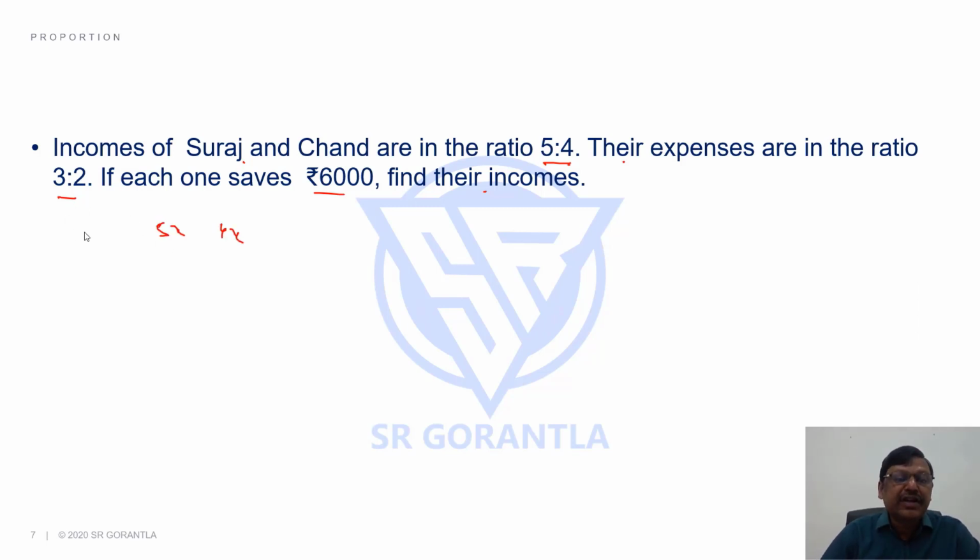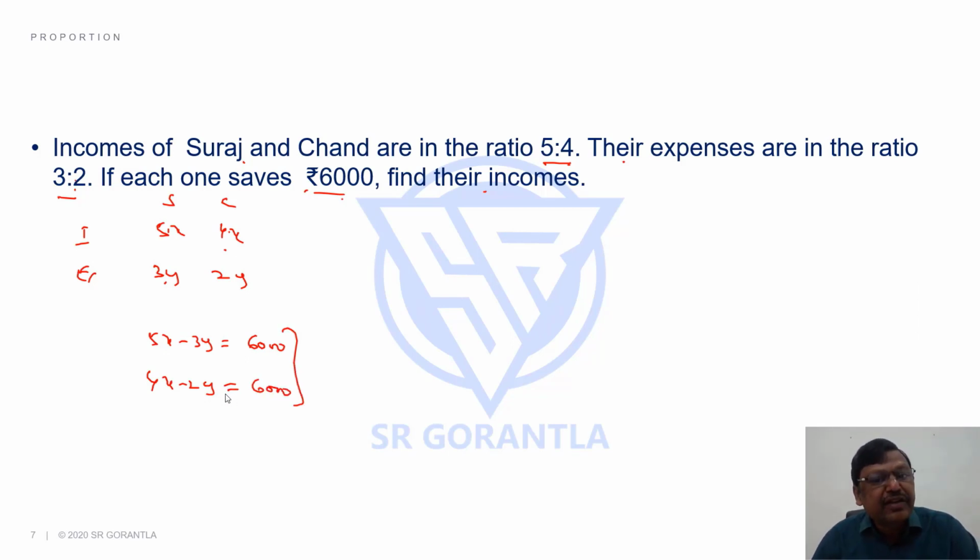These are income of Soras and Chand. The expenses are in the ratio 3:2 means we can write expenses as 3y and 2y. Income minus expenditure will give savings. The savings is 6,000. 5x minus 3y is 6,000. Savings of Chand also is 6,000. 4x minus 2y equals 6,000. When we solve these two equations, we get the answer. This is using simple equation concept.